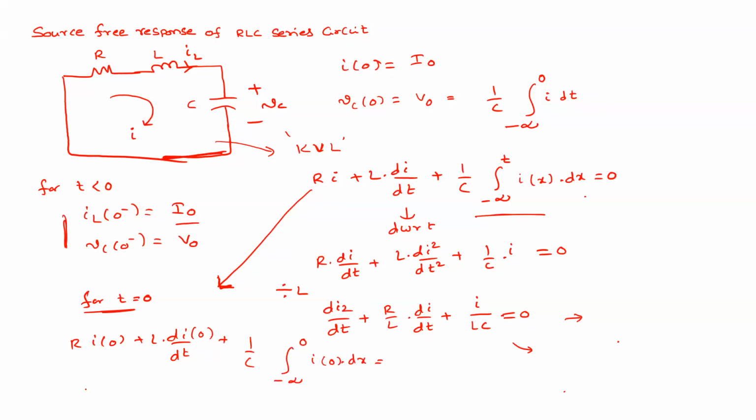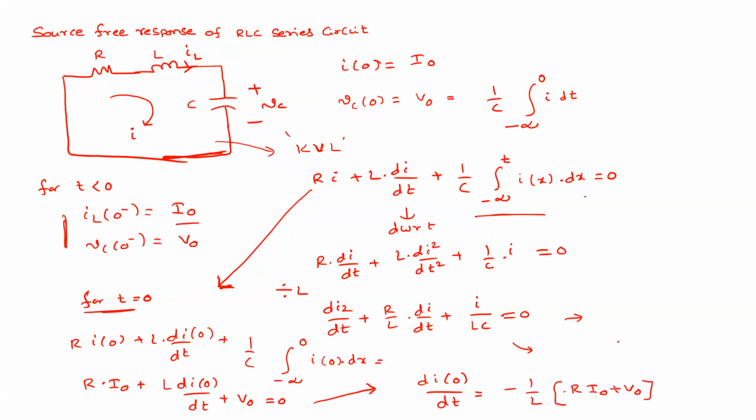So what is this value? R into I naught plus L into dI naught by dt at 0 plus. So what is this value? This is V naught, which is equal to 0, right? So from this, what is dI of 0 by dt? It is minus 1 by L into (R I naught plus V naught), right? Agree? Yes, sir.